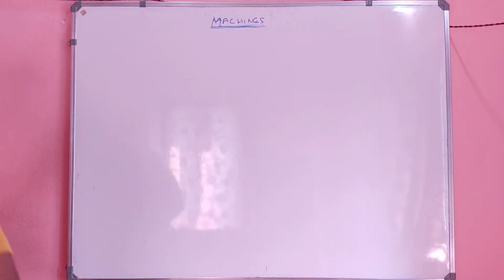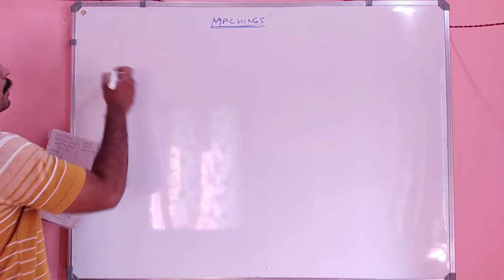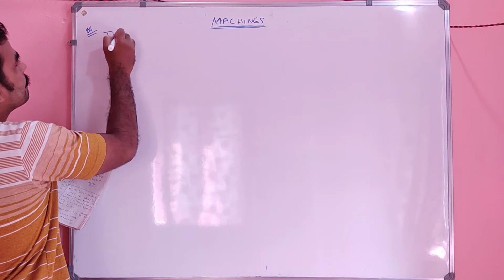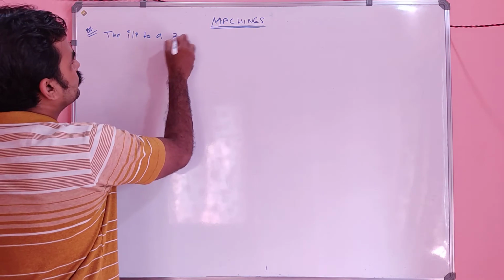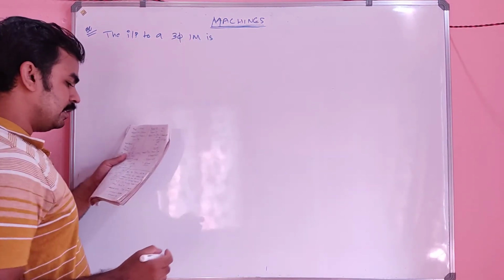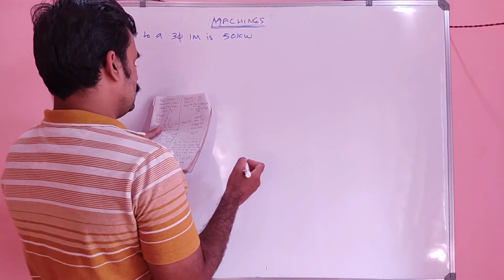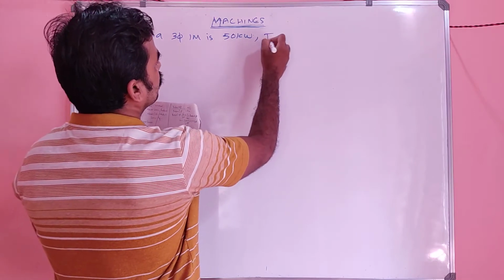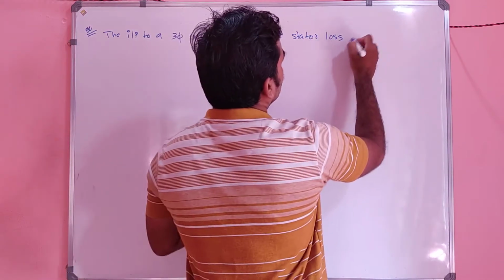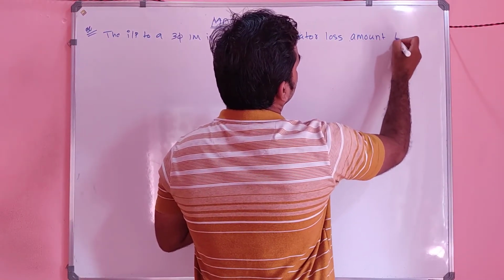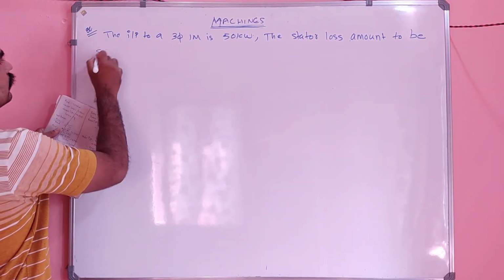So let's do another question, a very, very important question. The input to a three-phase induction motor is 50 kilowatt, comma, the stator loss amounts to 800 watt.